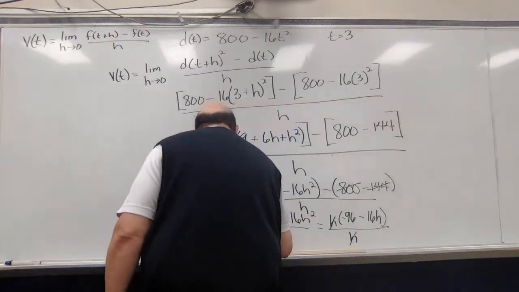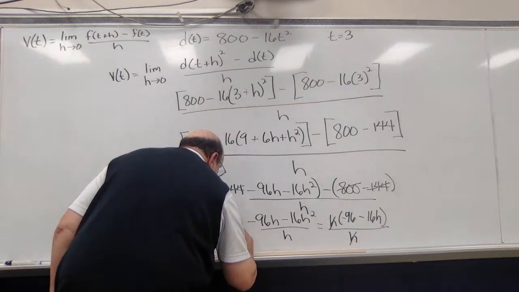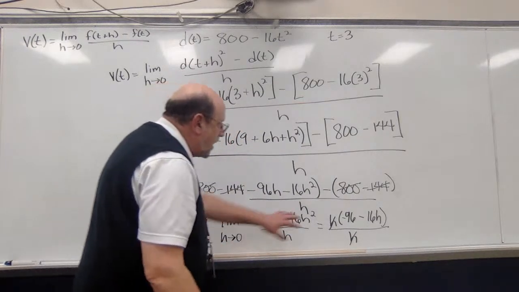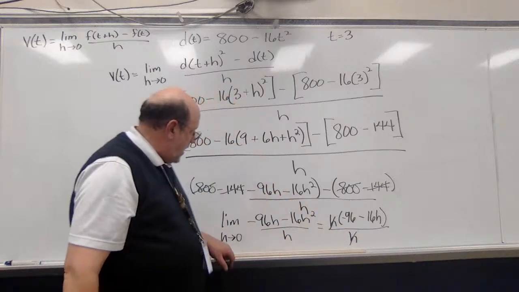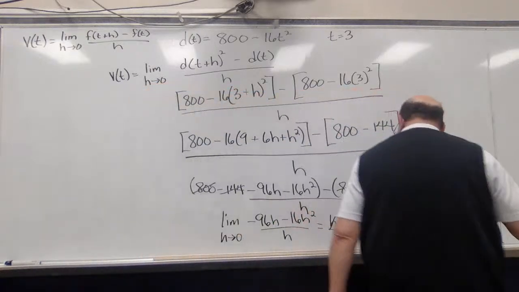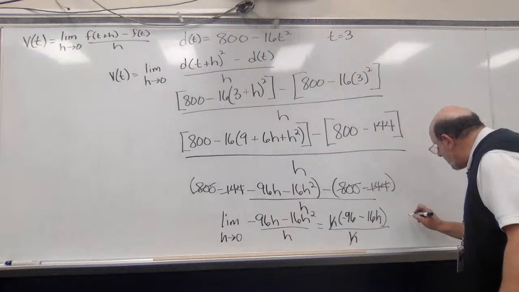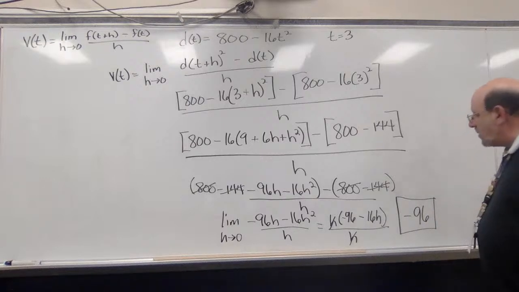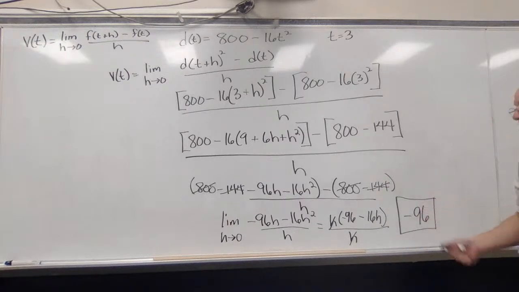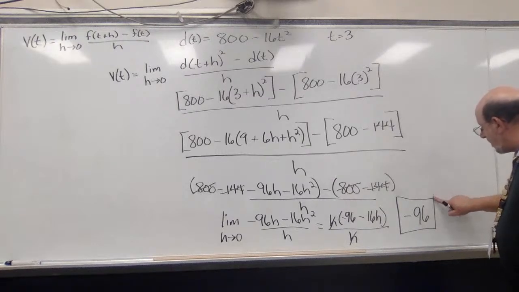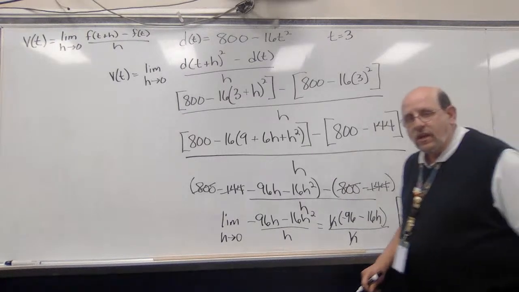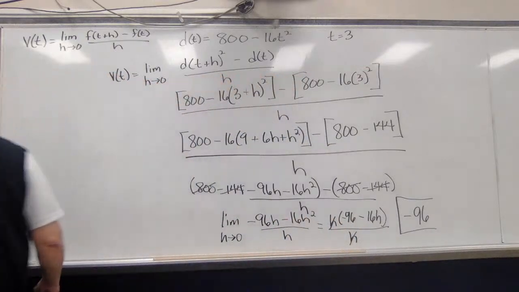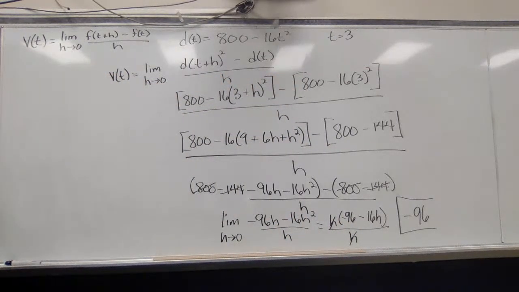And remember, this is the limit as h approaches 0. So now that I've canceled and I don't have an h in the denominator, I can just input my 0 here. And this gets rid of this. And my speed at that moment in time, my velocity, because it's negative, is negative 96.